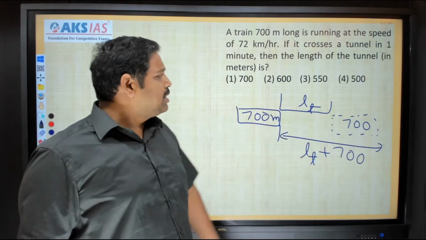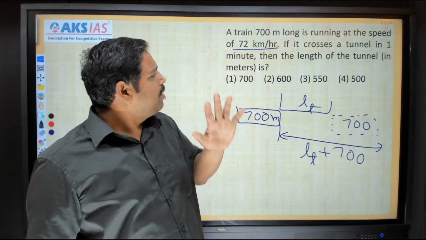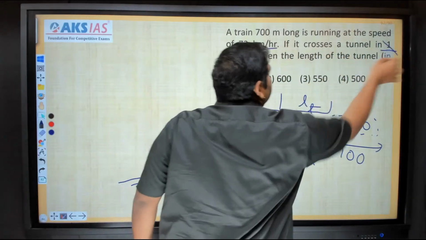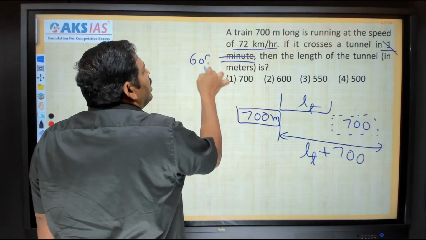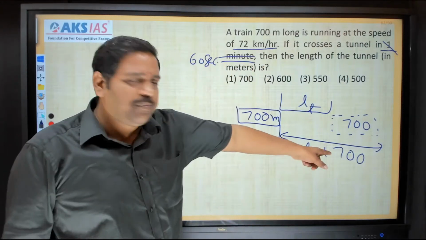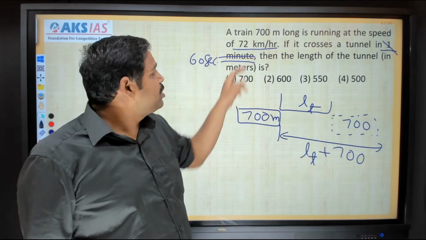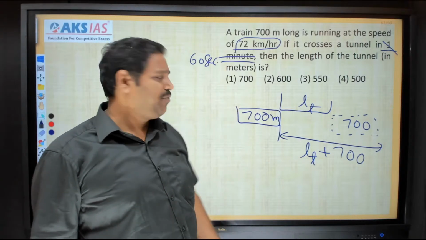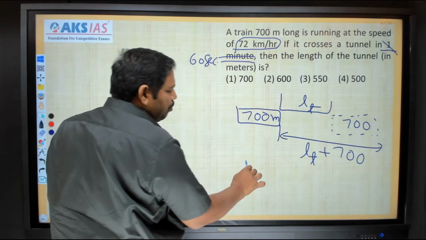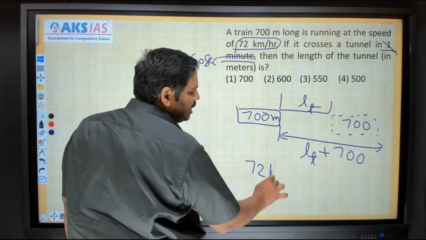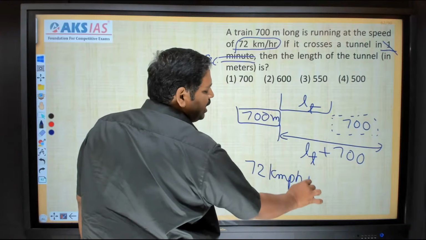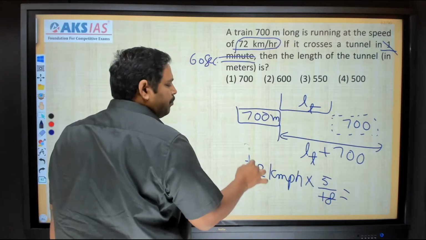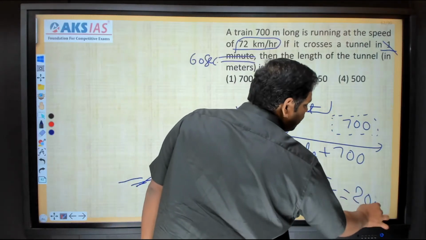Okay, so what is the speed? 72 kilometers per hour. It has covered in how much time? 1 minute. I'll take it as 60 seconds. Then distance is in terms of meters, time is in terms of seconds. That means speed should also be in meters per second, not kilometers per hour, right? So this should be converted into meters per second. 72 kilometers per hour means we should multiply by 5 by 18 to convert it into meters per second. So 18 ones, 18 fours, 4 5s are 20. So it is 20 meters per second.